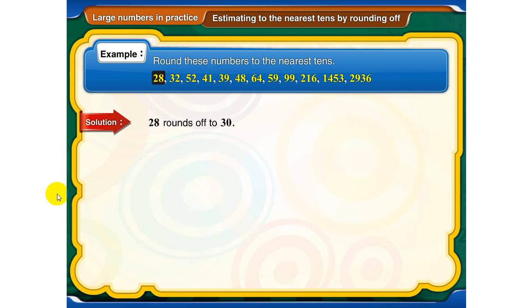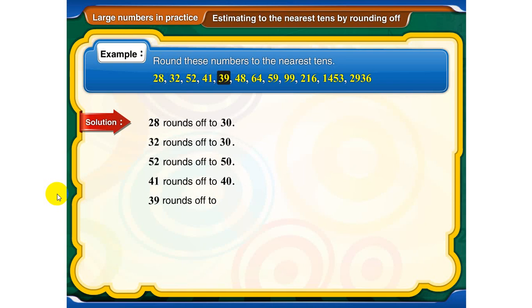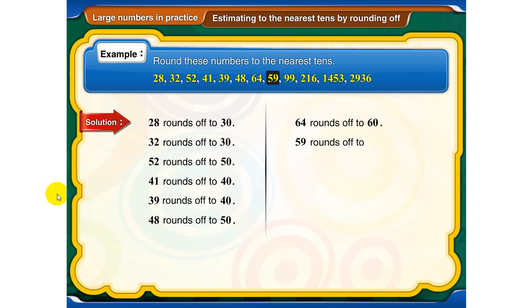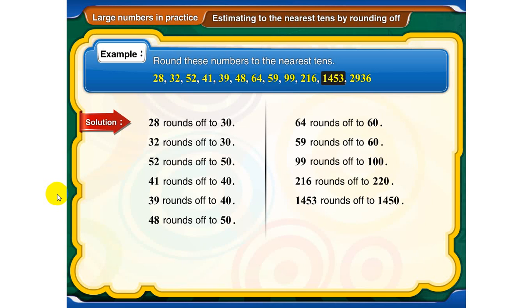28 rounds off to 30. 32 rounds off to 30. 52 rounds off to 50. 41 rounds off to 40. 39 rounds off to 40. 48 rounds off to 50. 64 rounds off to 60. 59 rounds off to 60. 99 rounds off to 100. 216 rounds off to 220. 1453 rounds off to 1450. 2936 rounds off to 2940.